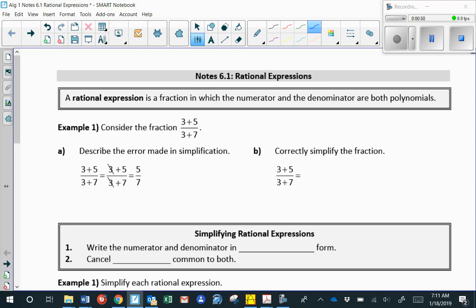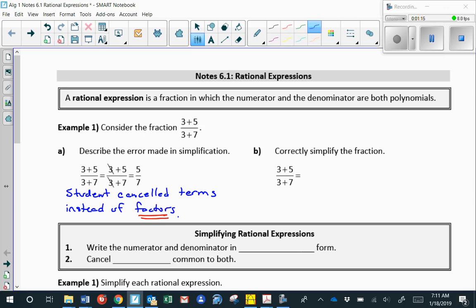So the student actually canceled what we call terms instead of factors. Factors divide evenly into the numerator and the denominator. So keep that in mind.